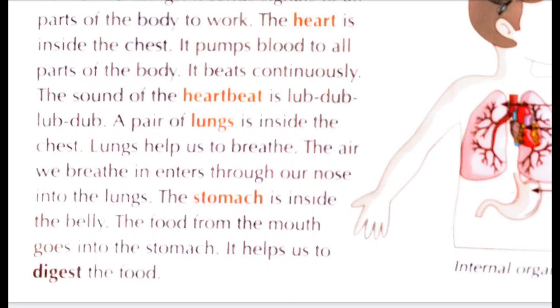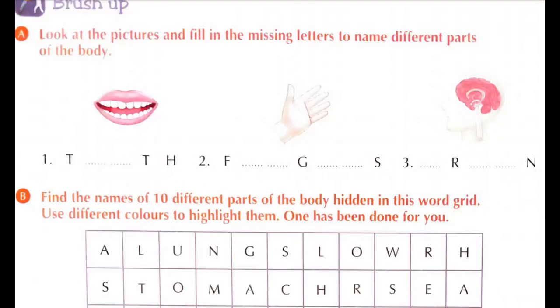Okay. Now we have come to the end of this chapter. Now let's go through the exercise portion of this chapter. Let's start with exercise A. Look at the pictures and fill in the missing letters to name different parts of the body. Pictures of some parts of the body are given here. Some letters are missing, so you have to see the picture and fill the missing letters in the given blank space.